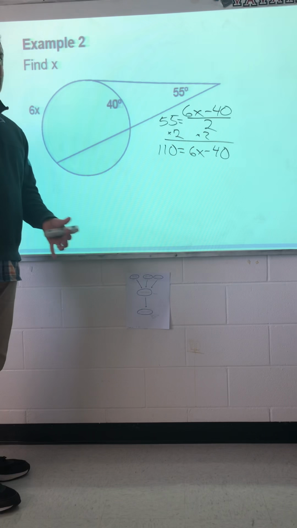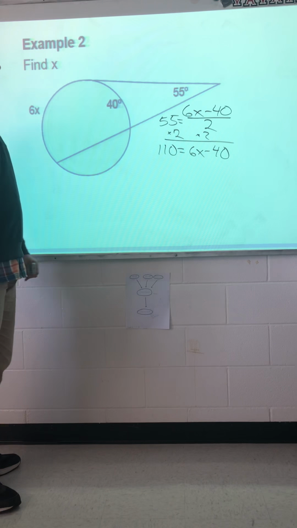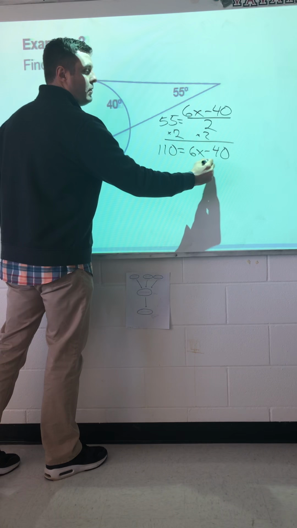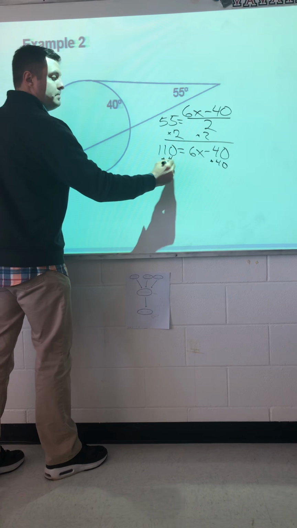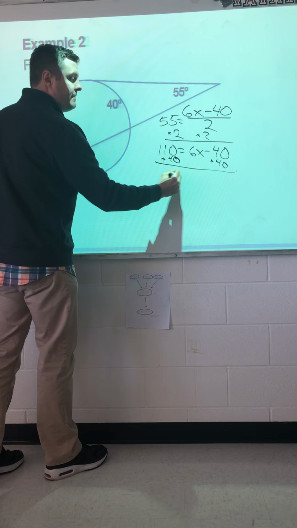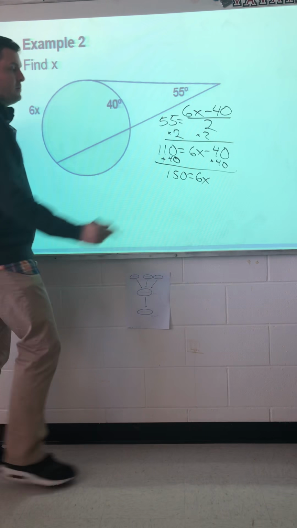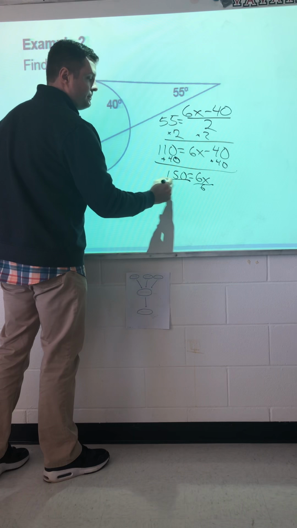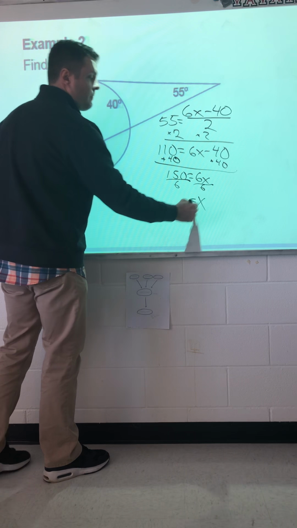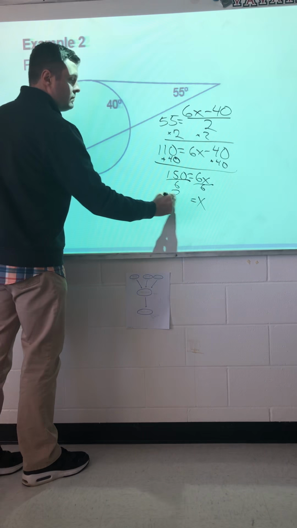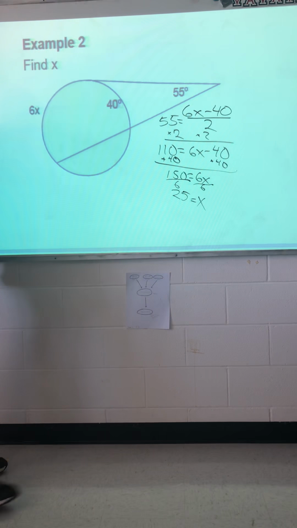And this is a pretty comfortable algebra equation for us to work with. Add 40 to both sides. We've got 150 equals 6x. Now we divide both sides by 6 and we'll have our answer of 25.